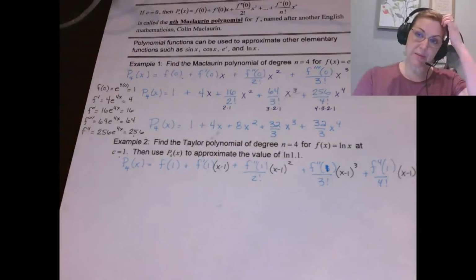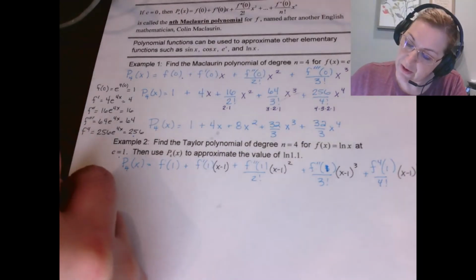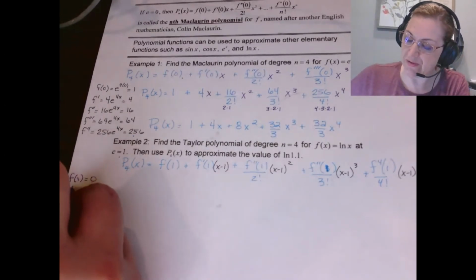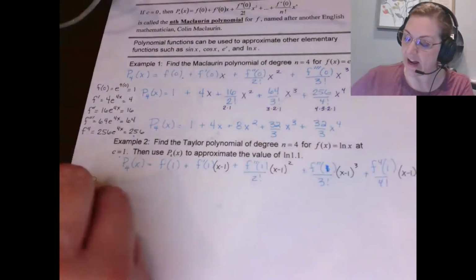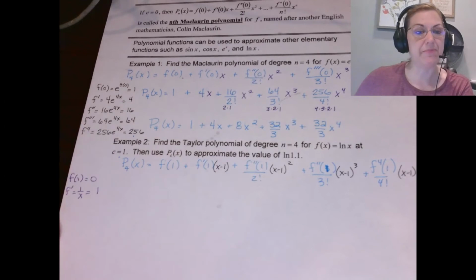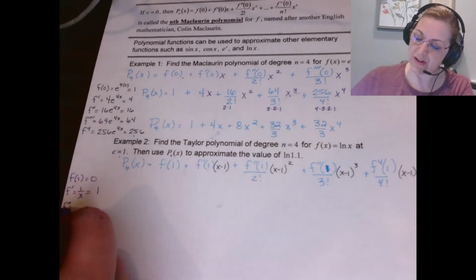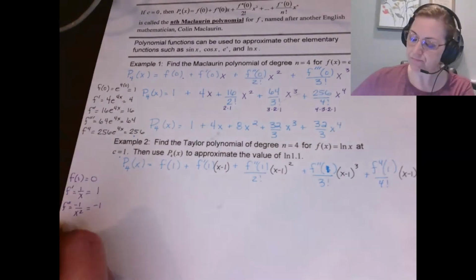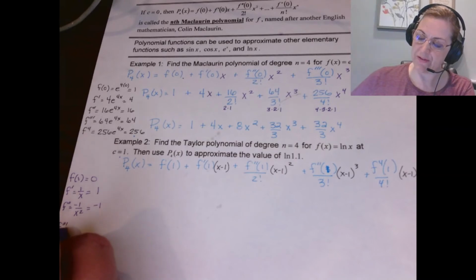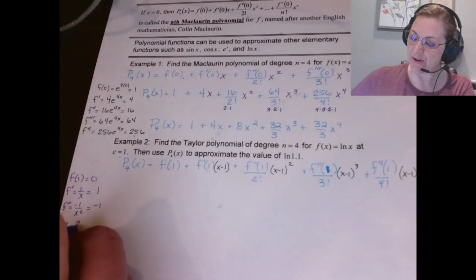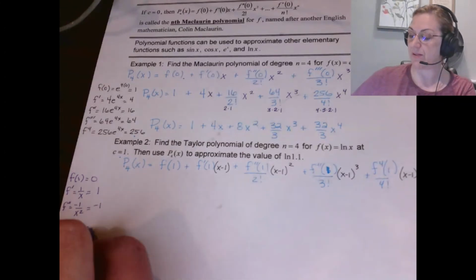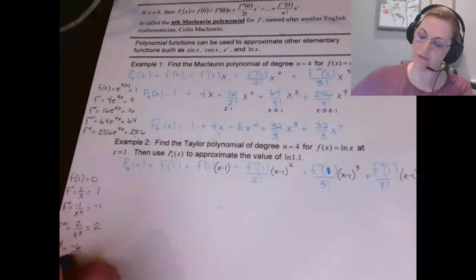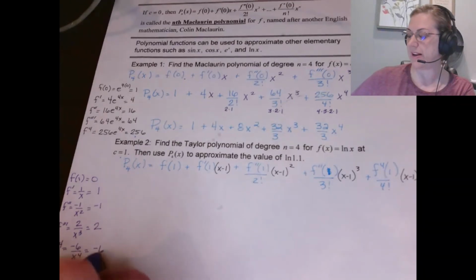Okay, now let's come over to the side and find our derivative, our function. So my function at 1, ln of 1 is 0. My first derivative of ln would be 1 over x, and if I plug in 1, I'll get 1. My second derivative would be negative 1 over x squared, and if I plug in 1, I'll get negative 1. My third derivative would be 2 over x cubed. And if I plug in 1, I'll get 2. My fourth derivative would be negative 6 over x to the 4th. And if I plug in 1, I'll get negative 6.